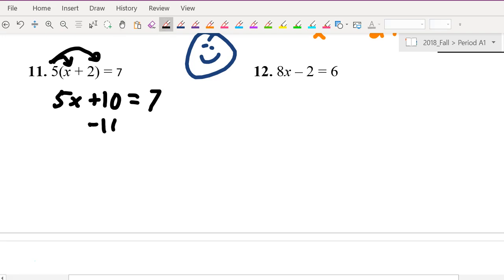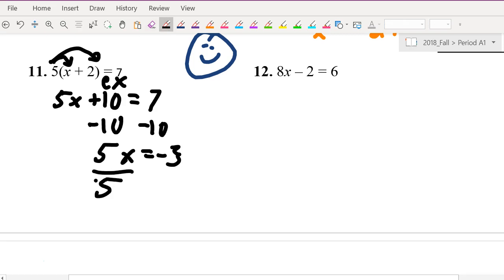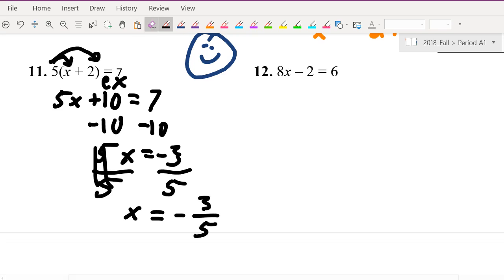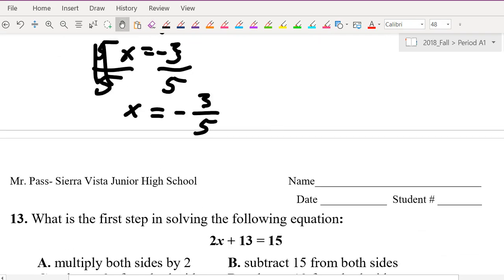Okay, subtract 10 on both sides, because that's the extra. 5x equals negative 3. And we divide by 5, and we get x equals negative 3/5. So that one you can't test. All right, let's go down to the bottom here.